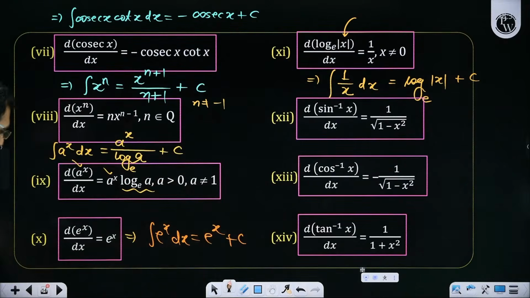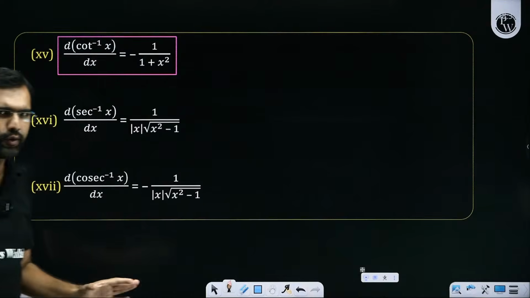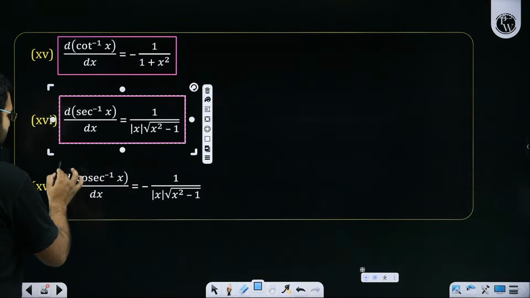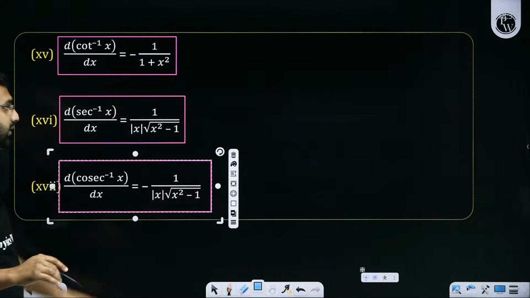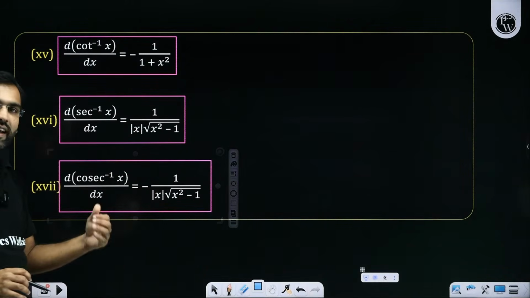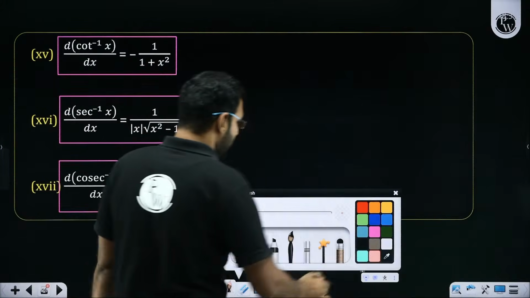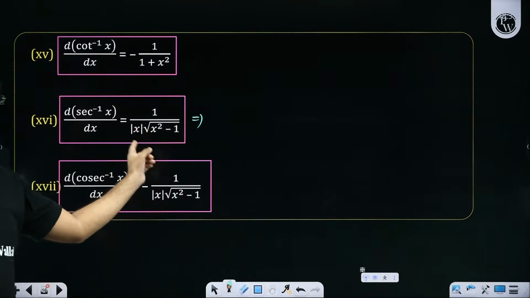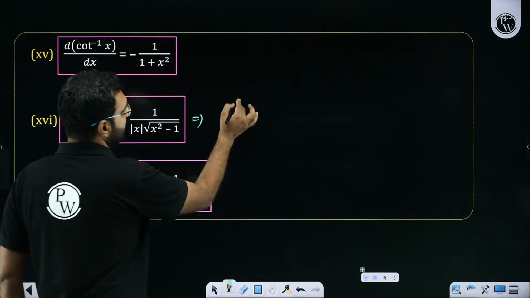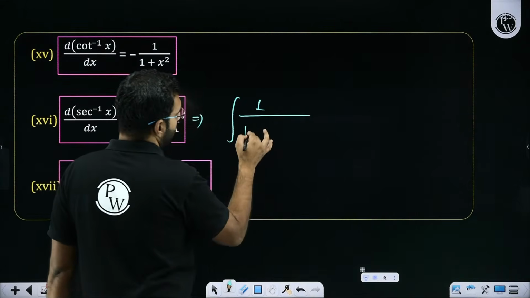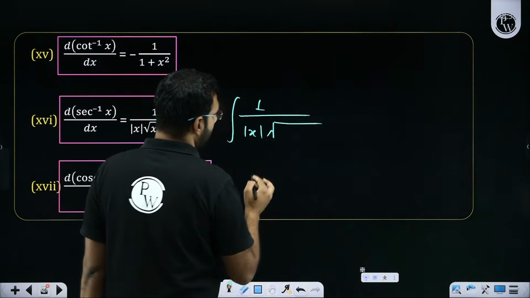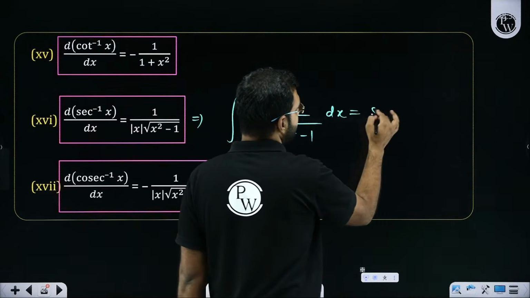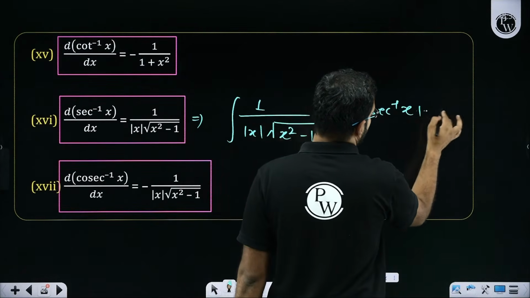Everybody getting it comfortably? But there are two more. What are those? First of all is sec inverse x, and second is cosec inverse x. And mind you, students, for sec it is positive, for cosec inverse it is negative. Here, if you are differentiating sec inverse x, it is 1 upon mod x times under root over x square minus 1. So when 1 upon mod of x times square root of x square minus 1 is integrated with respect to x, you should not hesitate in writing that it will be sec inverse x.